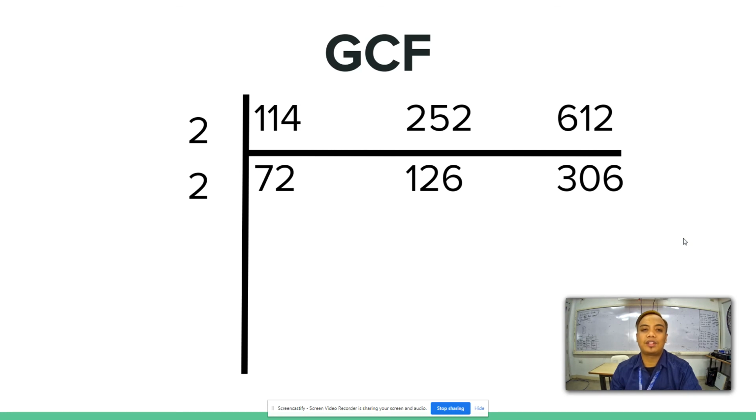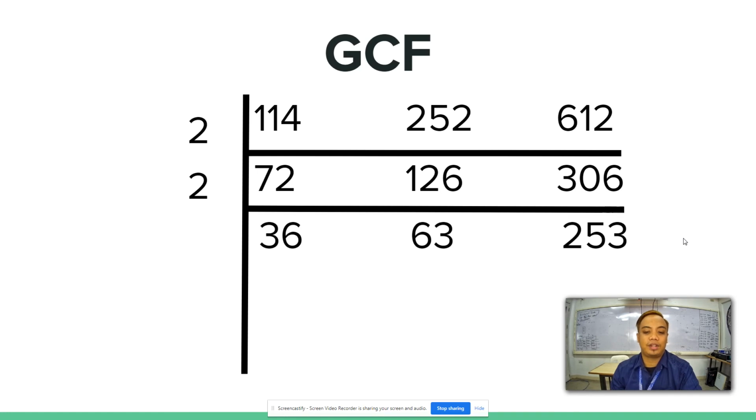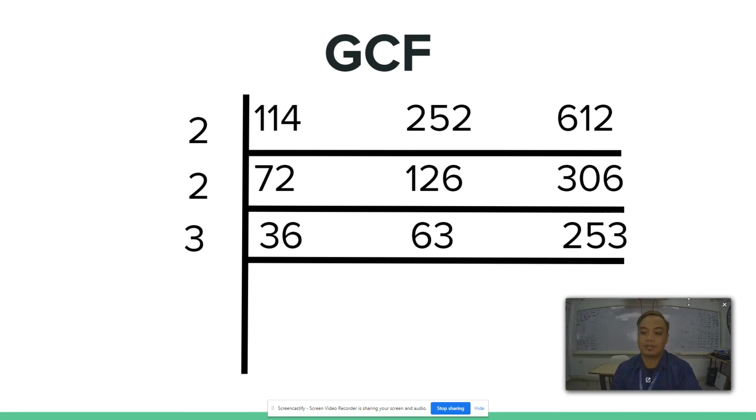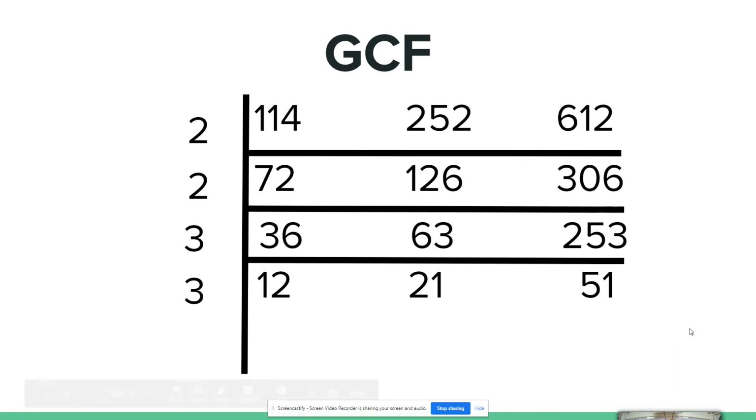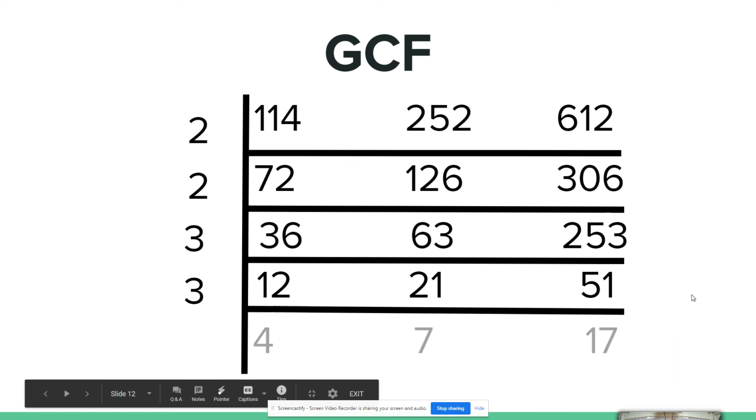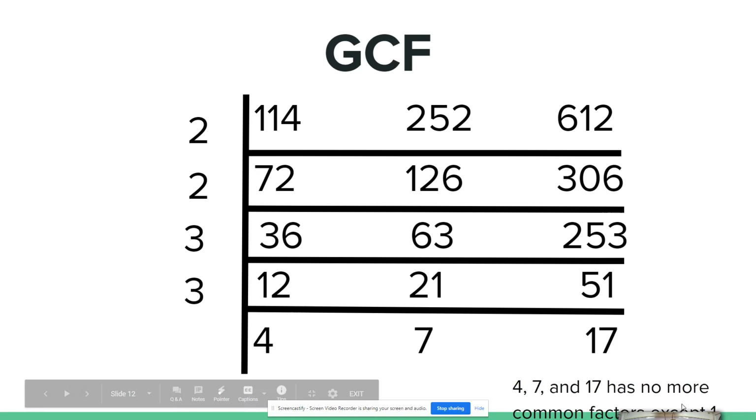We can divide these three numbers all by 2 again. We will have 36, 63, 153. Right. Now we have 3 because they can be divided by 3. Answers are 12, 21, and 51. These numbers can be divided by 3 also. We will have 4, 7, and 17.